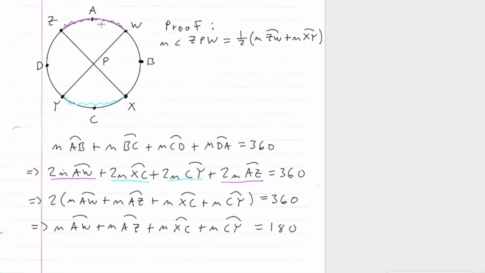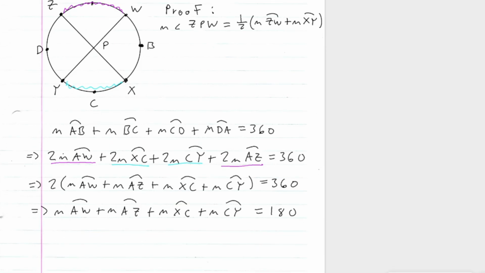Now, as you can see, AW plus AZ is just ZW, right? So this means the measure of arc ZW plus, and the measure of arc XC plus CY is just XY. So this equation is the same as this equation down here. The measure of ZW is AW plus AZ, and then XC plus CY is XY. So the measure of arc ZW plus the measure of arc XY is equal to 180.